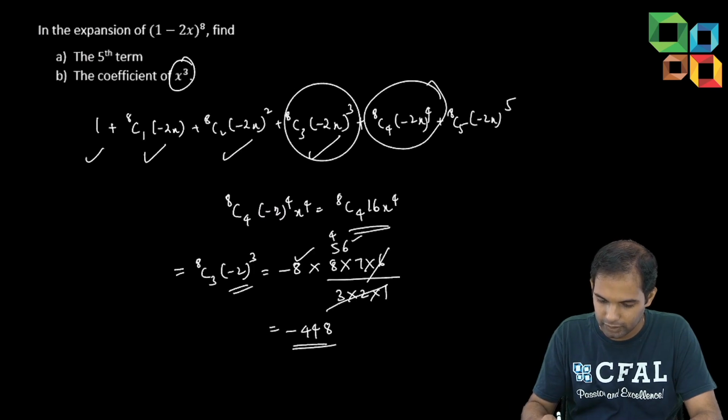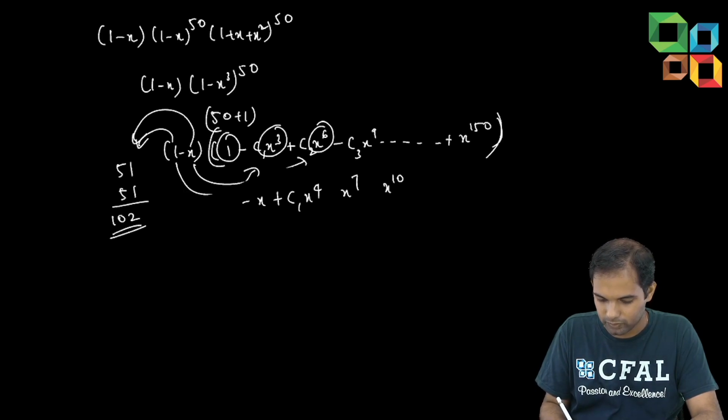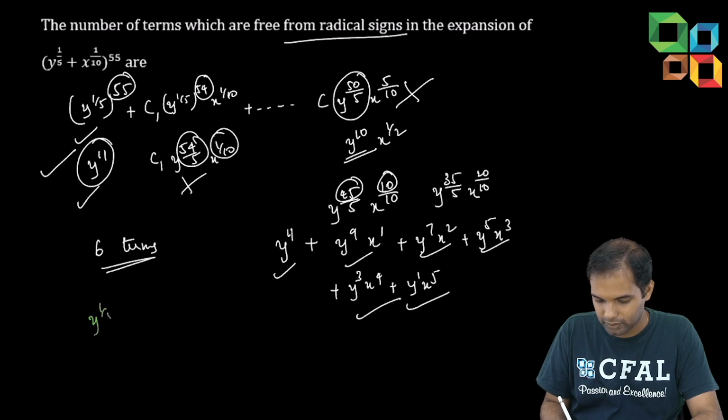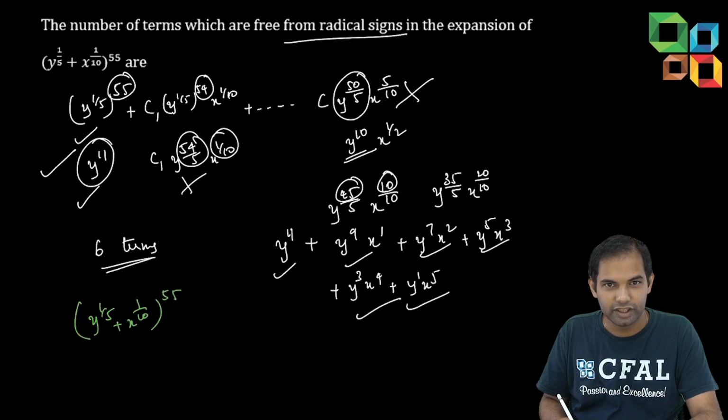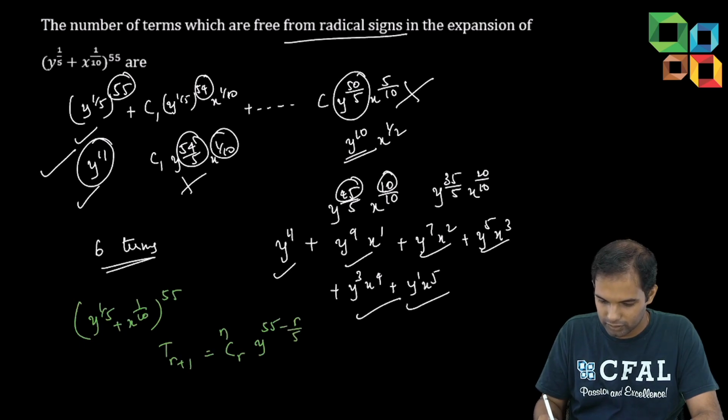here. Look at this. Shall I write the general term of this? x power 1 by 10 whole power 55. What will be the general term? Can you figure out? So it will be nCr, obviously it is the t of r plus 1 term. nCr into y power n, n is 55, 55 minus r by 5. Sorry, this 5 is divided by the whole term.